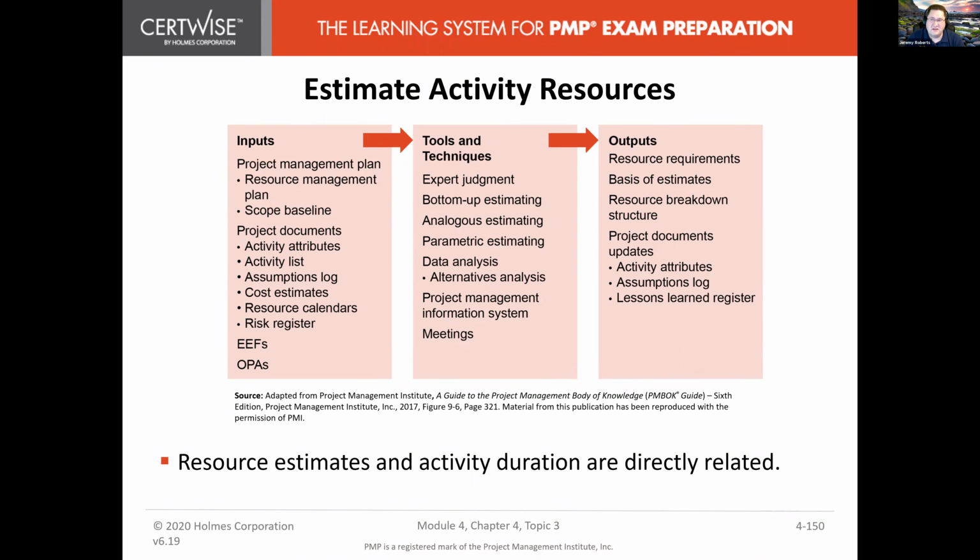So our tools and techniques, once again, expert judgment. We can use bottom-up estimating, analogous estimating, or parametric estimating. We can use one of these, one of the three of these. Really depends on which one you want to do or are more comfortable with. Data analysis. So there might be some alternatives that you can do. What if type of analysis. We're going to use our project management information system and meetings.